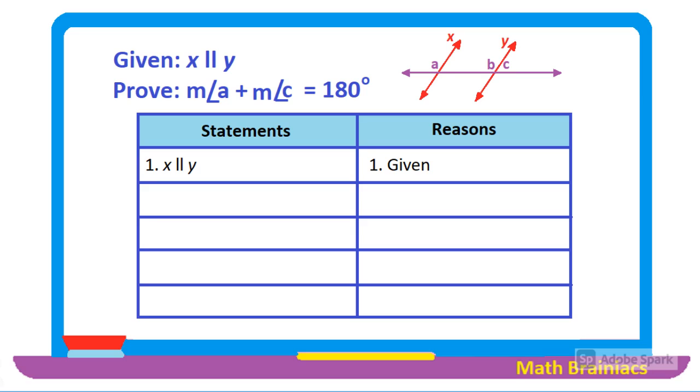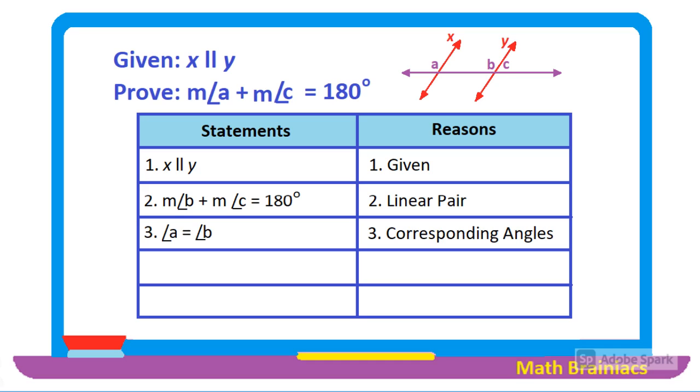Then, let us start to construct our statements so that we can arrive at a proof that the measure of angle A plus the measure of angle C is equal to 180 degrees. From the figure, you can see that the measure of angle B plus the measure of angle C is equal to 180 degrees. That is linear pair or supplementary angle. Let us refer to the figure again. You can see that angle A is equal to angle B. That is corresponding angle.